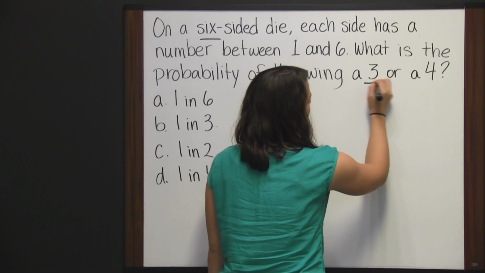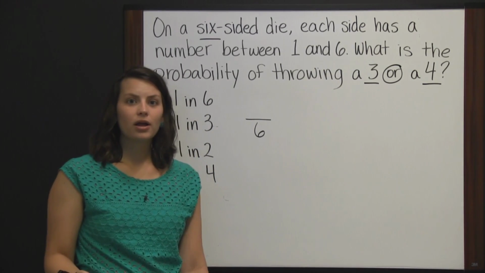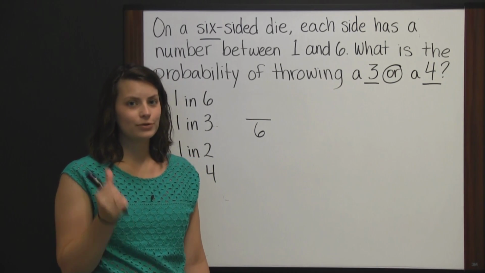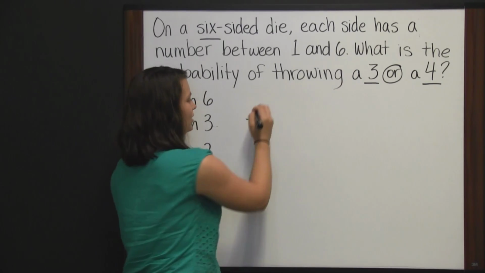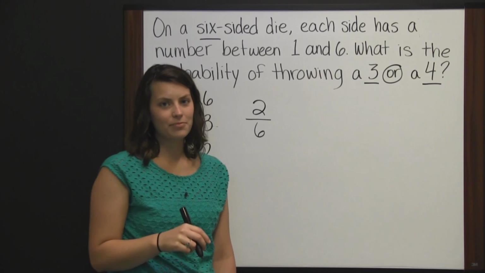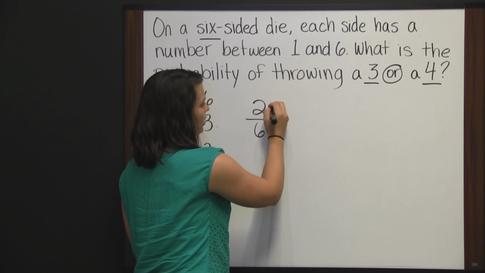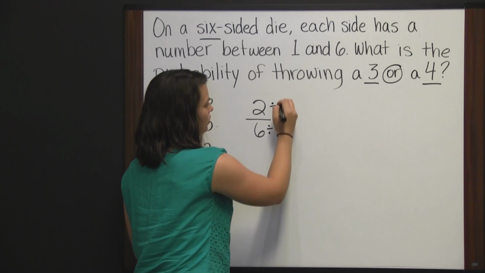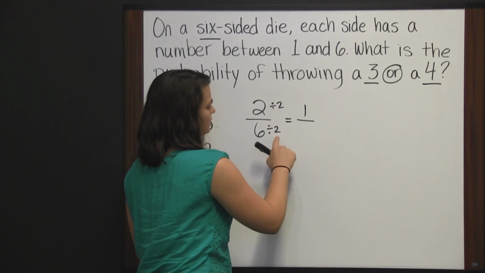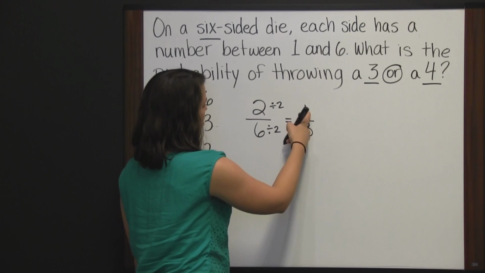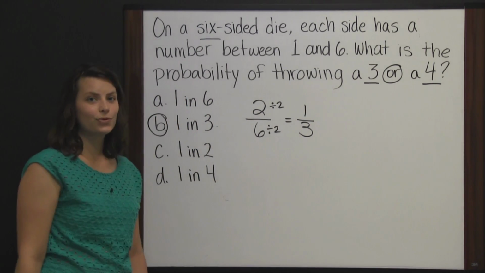We want to know the probability of throwing a 3 or, and that is a key word, 3 or a 4. So if it lands on either one of those, we're good. So that's 2 different numbers that we could land on out of our 6 different numbers. And then of course we can simplify our fraction by dividing the numerator and the denominator both by 2. 2 divided by 2 is 1, and 6 divided by 2 is 3, so it's 1 in 3. Or, written like this, a 1 in 3 chance.